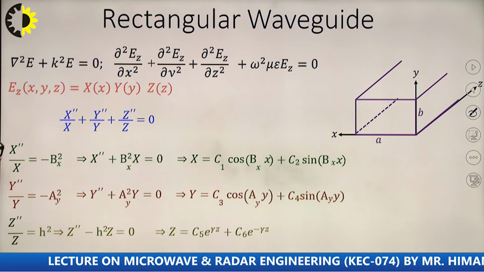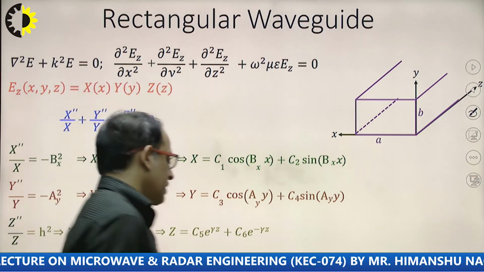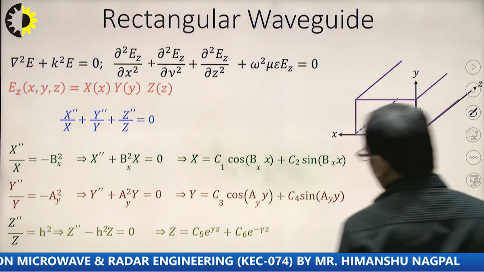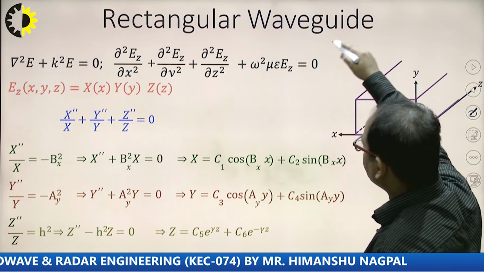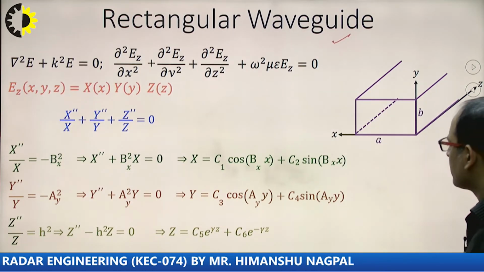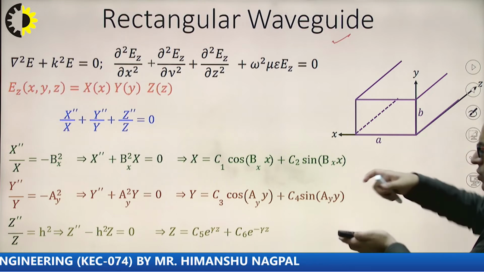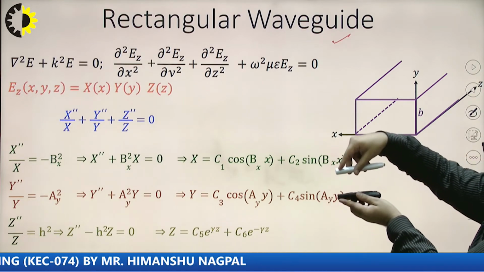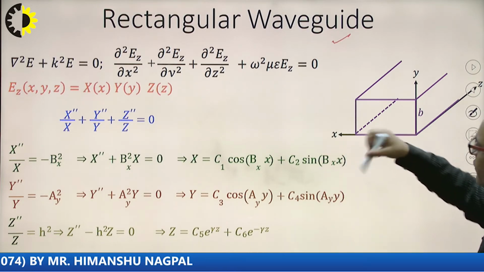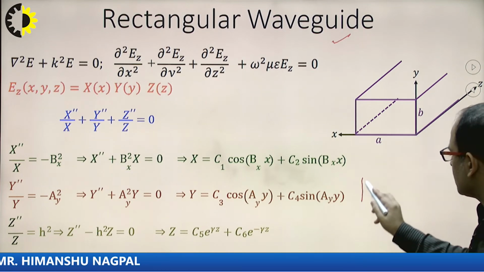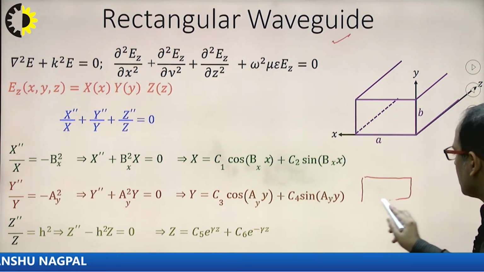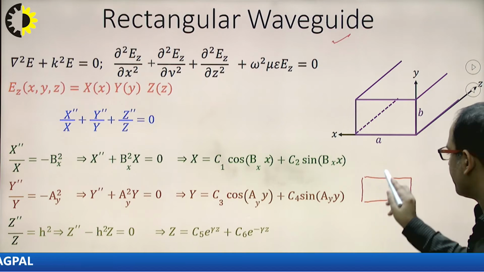Now see, we will do the analysis. We'll start with the analysis of the rectangular waveguide. What is a rectangular waveguide? In this, two metallic plates are here, and this waveguide is in the shape of a cuboid.